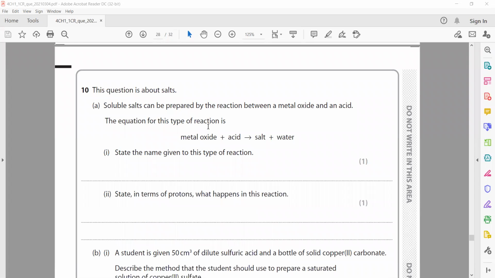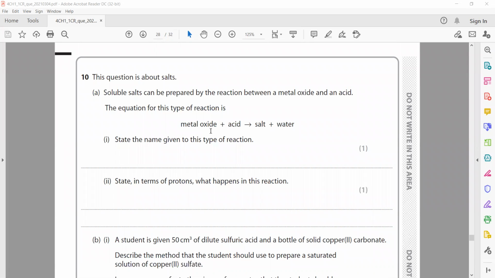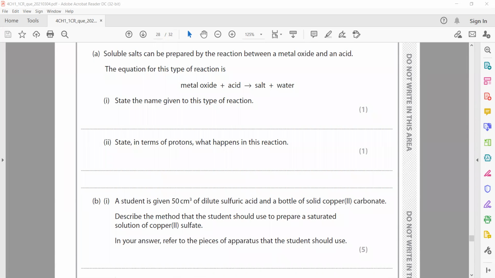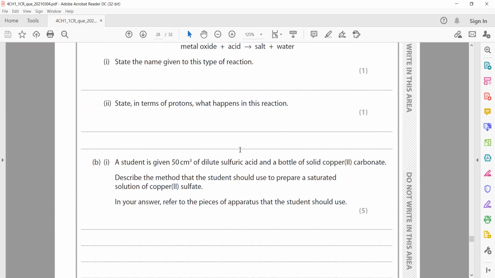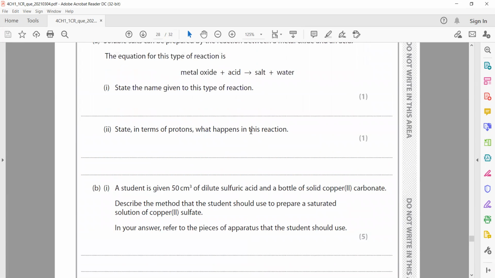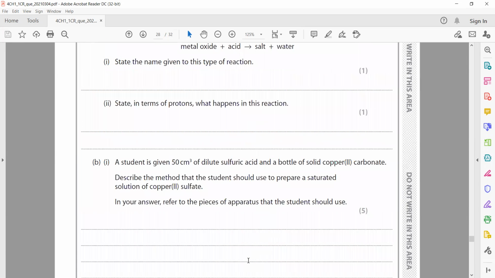This question is about salts. Soluble salts can be prepared by reaction: metal oxide plus acid gives salt and water. State the name given to this type of reaction. When acid reacts with a metal oxide or metal carbonate, we call that a neutralization reaction. State in terms of protons what happened in this reaction. Acids are proton donors, so the acid will donate its proton.